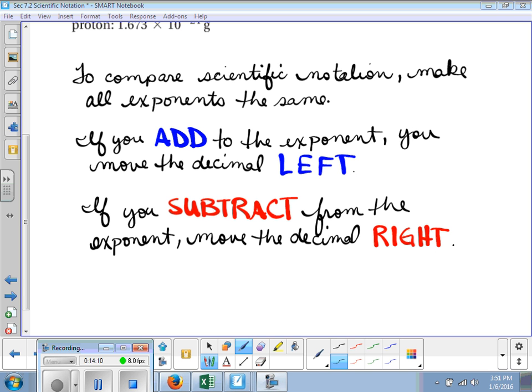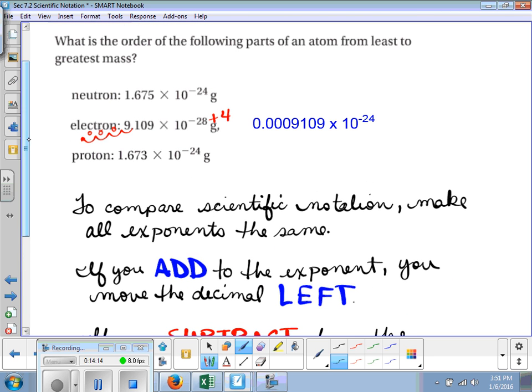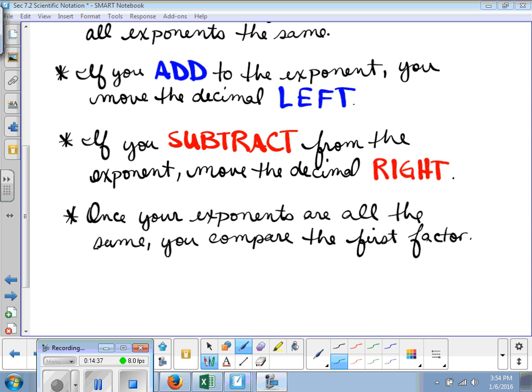Okay? Now, once you have all of your exponents the same, negative 24, negative 24, negative 24, then you just compare your first factors. You see that? So then you just compare the first factors. Let's write that down too. So once your exponents are all the same, then you're just going to compare the first factors.